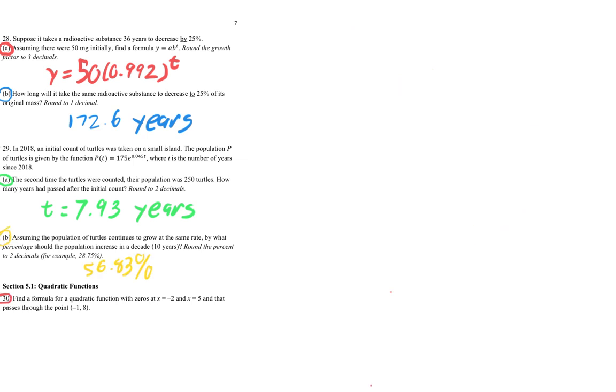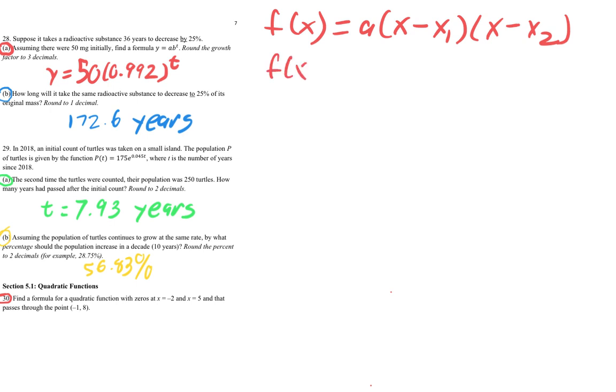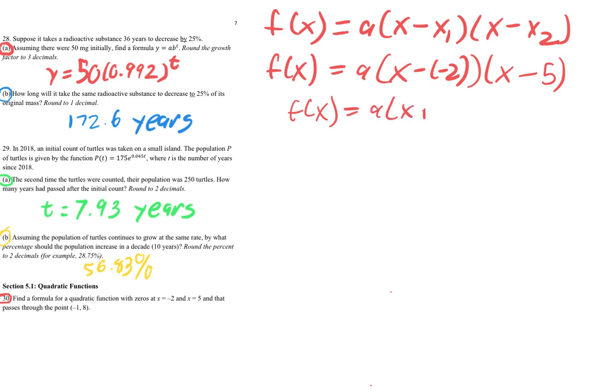So looking at question 30, find a formula for a quadratic function with zeros at x equals -2 and x equals 5 that passes through the point (-1, 8). So we want to use our equation f of x is equal to a times x minus x1 times x minus x2, right? So we can say that f of x is equal to a times x minus negative 2, and then x minus 5. Those are our two zeros, right? So f of x is equal to a times x plus 2 times x minus 5.